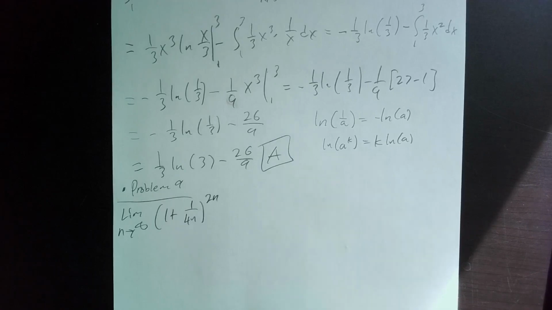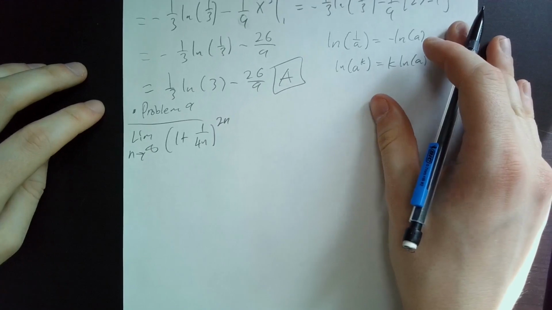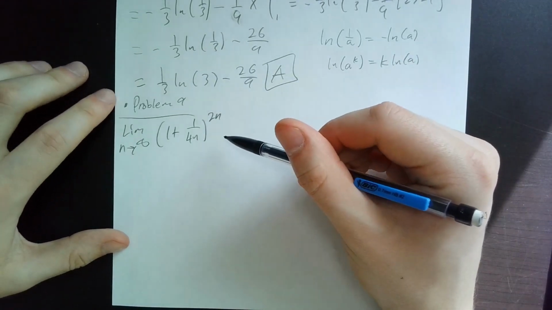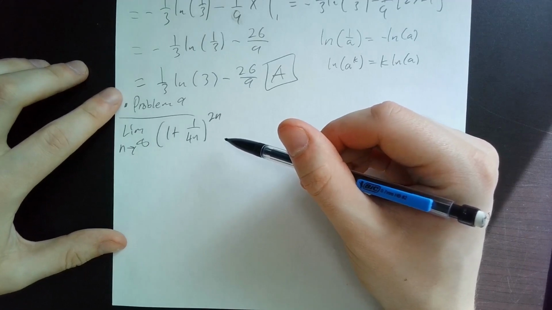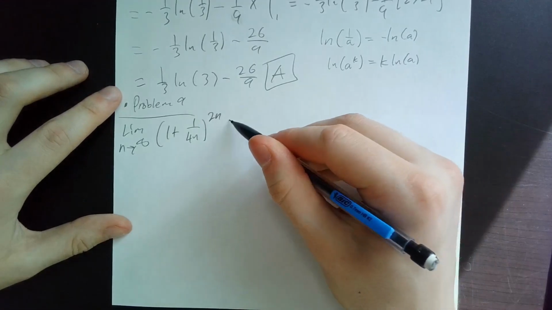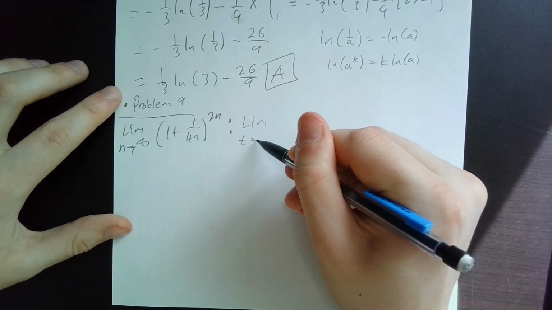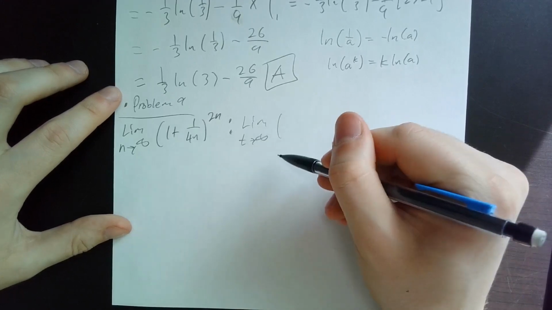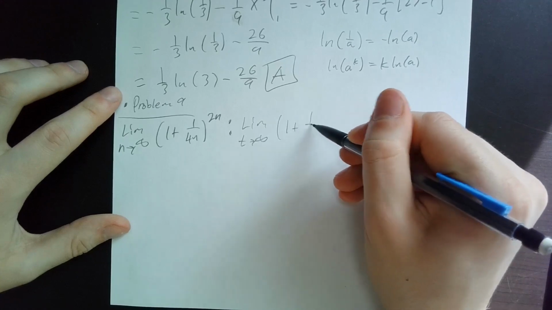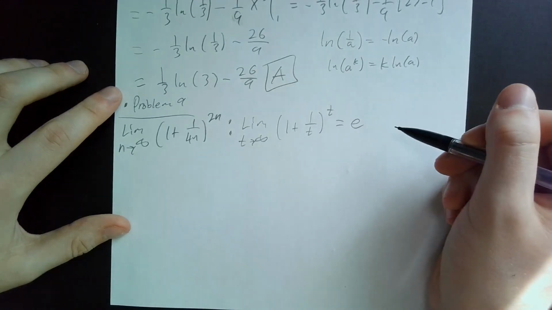So now for problem 9, they're giving us this limit and they want us to evaluate it. I look at this and I instantly think about the definition of e from the perspective of a limit. So we know that the form of e, the definition of e, or the way that it was first discovered, is that if we have this, this is equal to e.